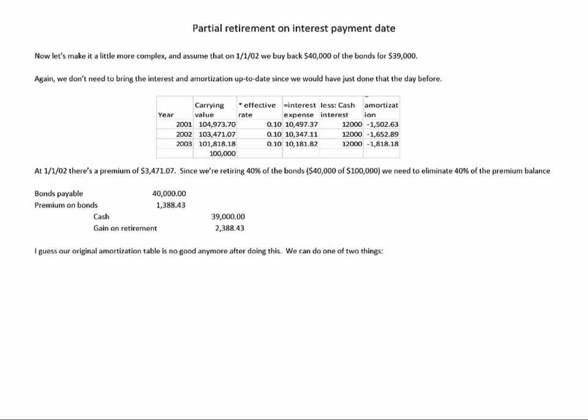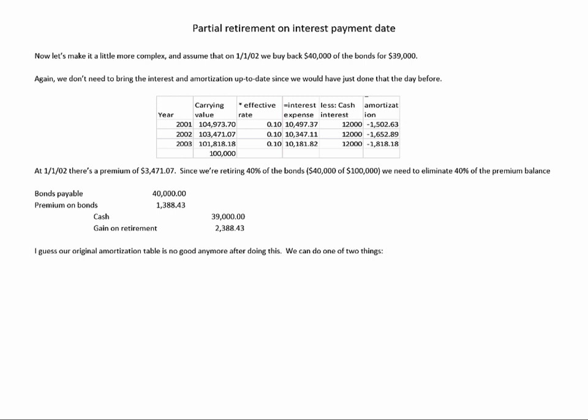Now, after doing this, our original amortization table isn't quite as useful as it used to be, because the amortization table up above shows interest and amortization for the entire bond issue. The entire bond issue no longer exists. Only 60% of the bond issue exists.